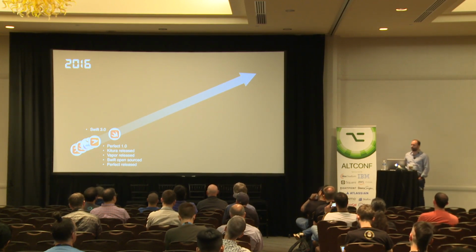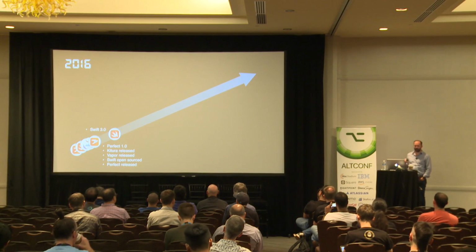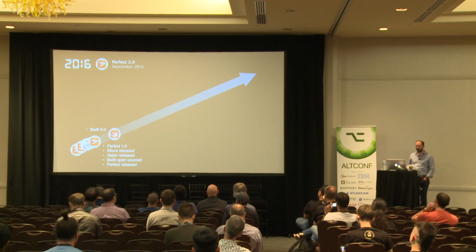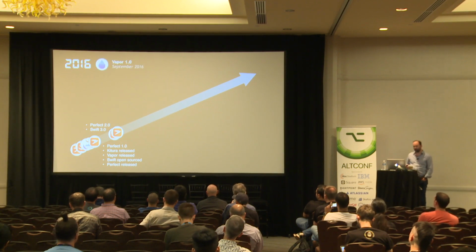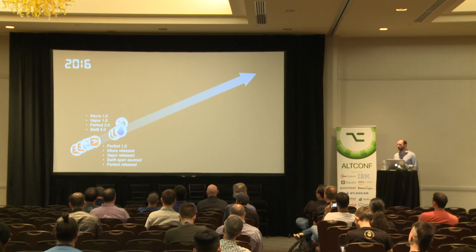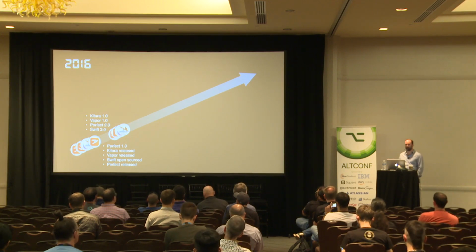But Swift 3 being released and us now having official builds on Linux meant that Perfect 2 could come out supporting Linux. Vapor 1 was released, and Kitura 1 was released all that month. So really, day 0 for server-side Swift was September 2016, right? Which, when you think about it, is only 2.5 years ago.